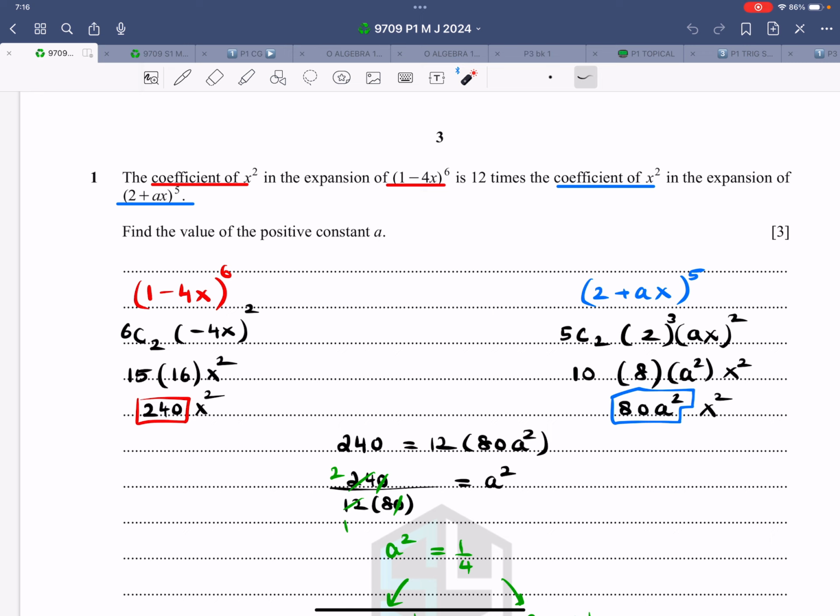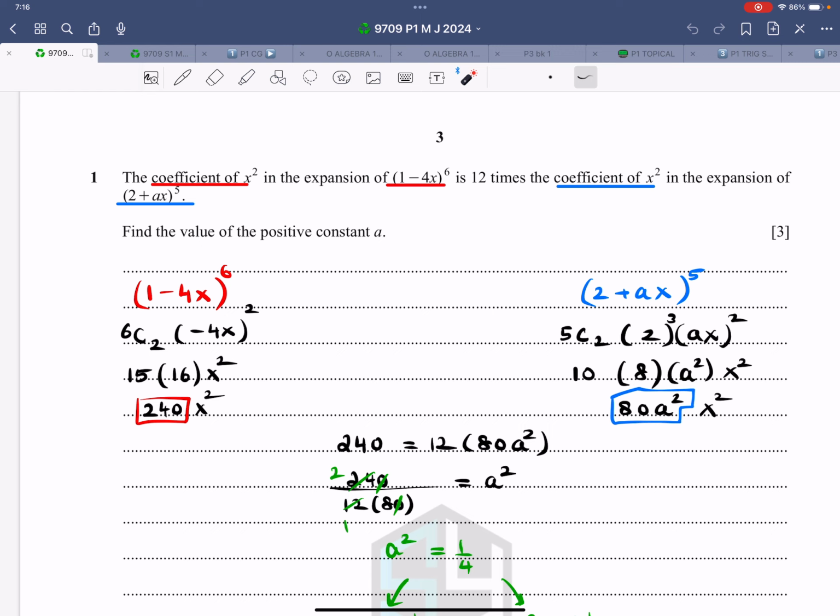So it's a particular term formula, nCr b raised to power of r. Since we need a power of 2, we write a 2 over here, we evaluate, we take care of the positive negative sign. 240 is the coefficient of x square. And now over here, 2 plus ax raised to power of 5, the particular term formula is nCr, a raised to power of n minus r, b raised to power of r. And applying the same process, we get this as the coefficient of x square.